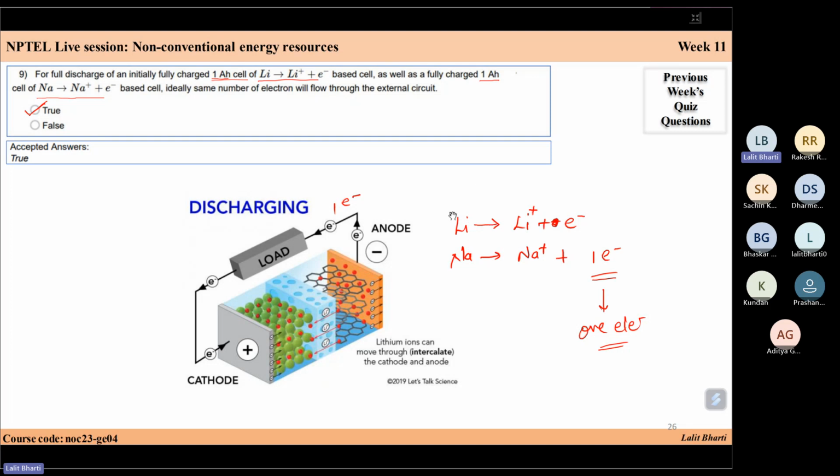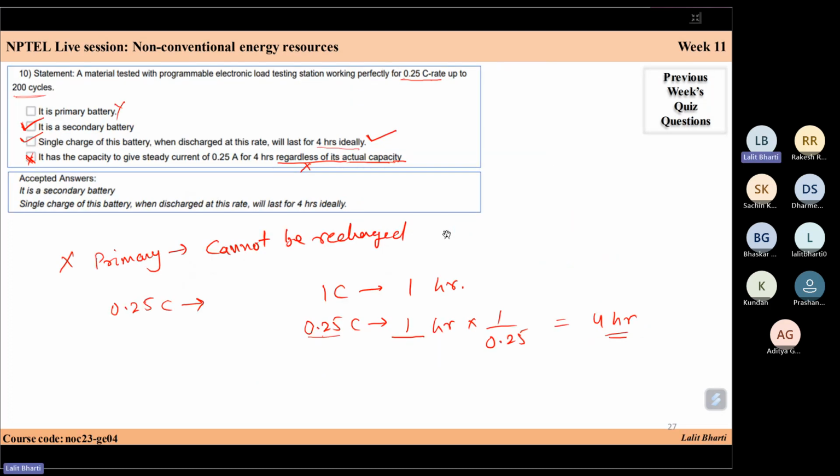So in your lithium, your voltages or your OCVs will be slightly higher than the sodium. So this is your question 9. Then question 10 says, statement is the material tested with programmable.